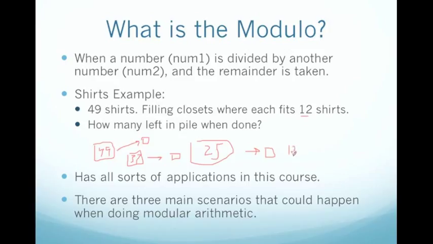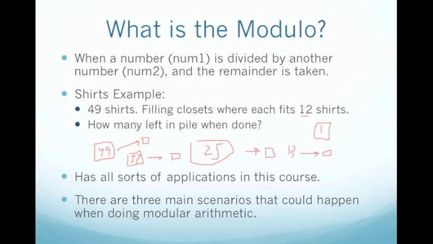And 13 left. 13 is still greater than 12. I could fill one more closet. Now, 12 shirts in here, there is 1 left. Now, 1 is less than 12, so I can't fill another closet. This one shirt stays in the pile. So my answer to 49 modulo 12 is equal to 1.